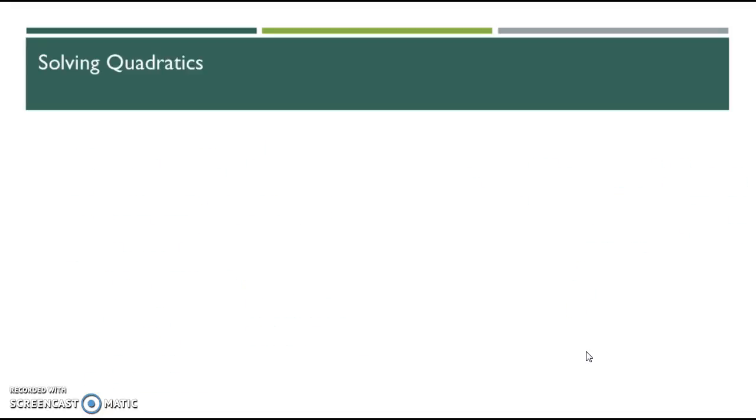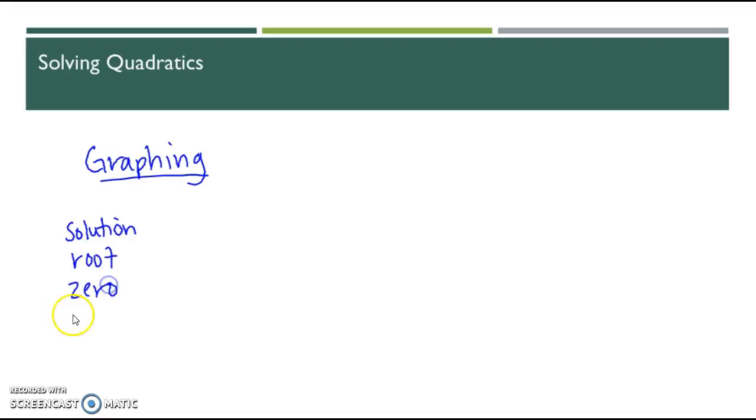Then we talked about solving quadratics, and we have two ways of solving that we've done in our class. There are other ways, but we've just looked at two. Right? One is to solve by graphing. Alright, and remember we have those four words that mean the same thing. We have solution, which we get when we solve something. We have root, 0, and x-intercept.